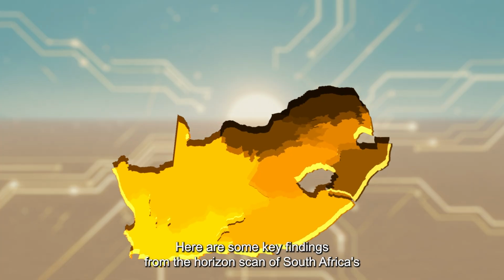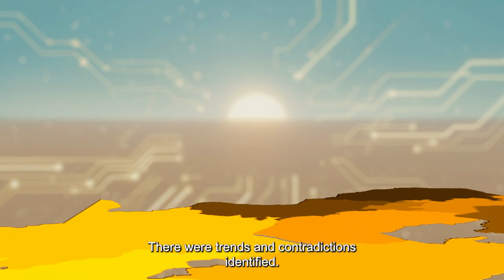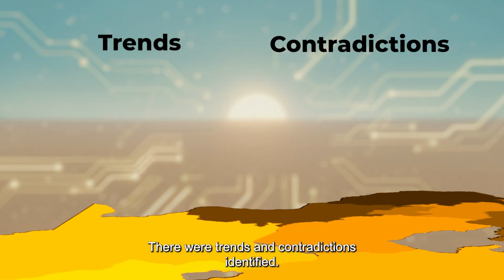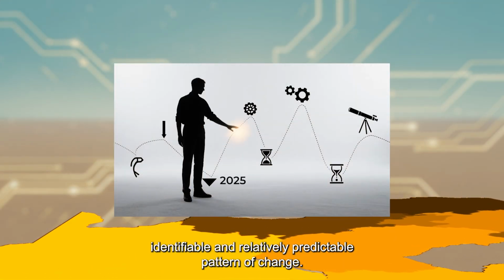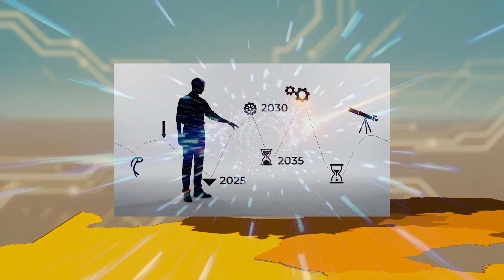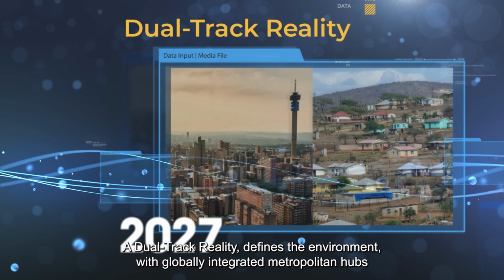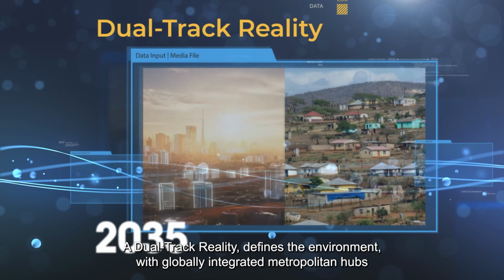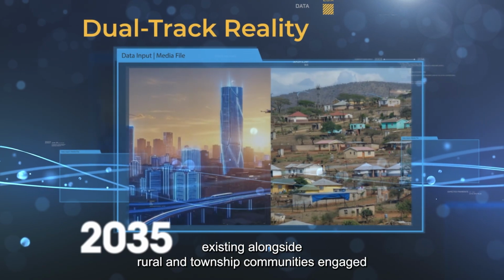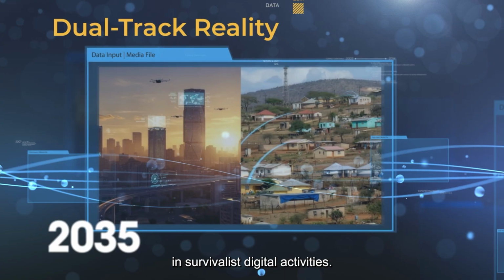Here are some key findings from the horizon scan of South Africa's digital economies. There were trends and contradictions identified. Remember, a trend in foresight is a long-term, identifiable and relatively predictable pattern of change. The trends identified were, firstly, a dual-track reality defines the environment, with globally integrated metropolitan hubs existing alongside rural and township communities engaged in survivalist digital activities.